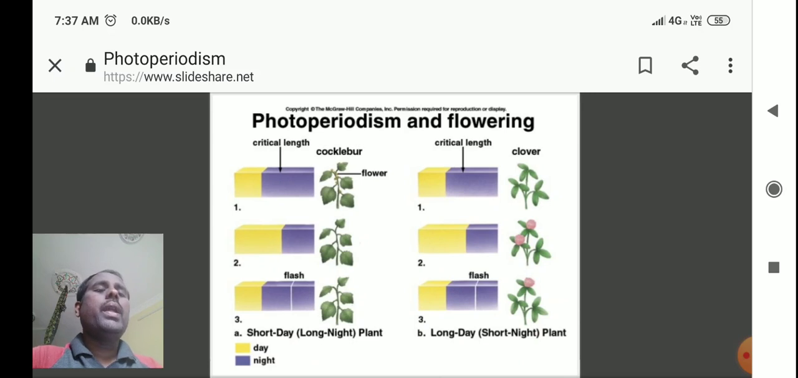So for photoperiodism and flowering, you can understand this diagram. In short day plants, the day length is very short, and in long day plants, the day length is very long. So photoperiodism influences flowering in short day and long day plants.